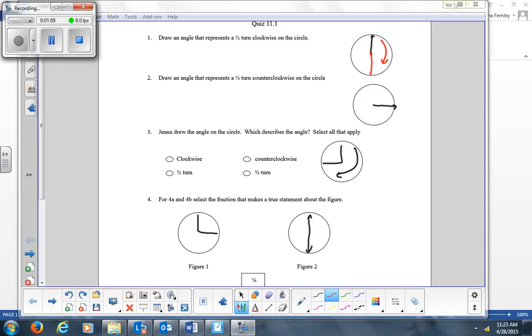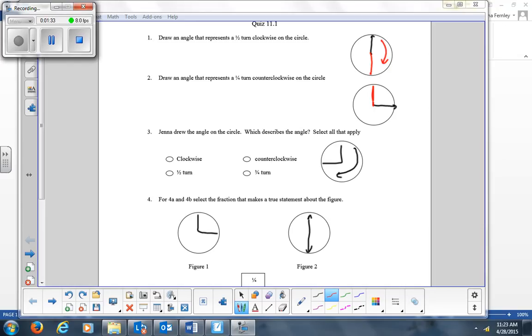Draw an angle that represents a quarter turn counterclockwise. So this is my right, this is my left. Which way am I going? Counterclockwise. And I'm only going to go a quarter turn, which is going to point to my 12. Really important that you study what way is counterclockwise, what way is clockwise.